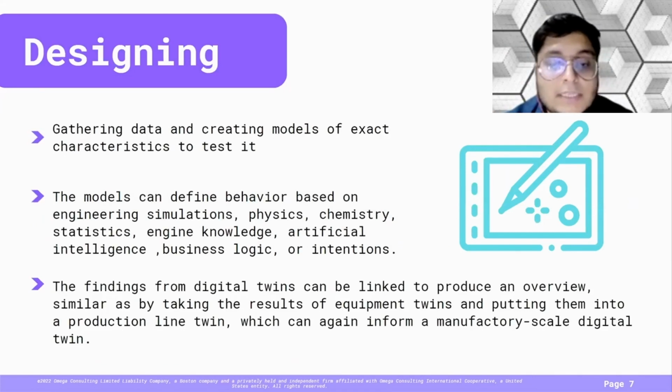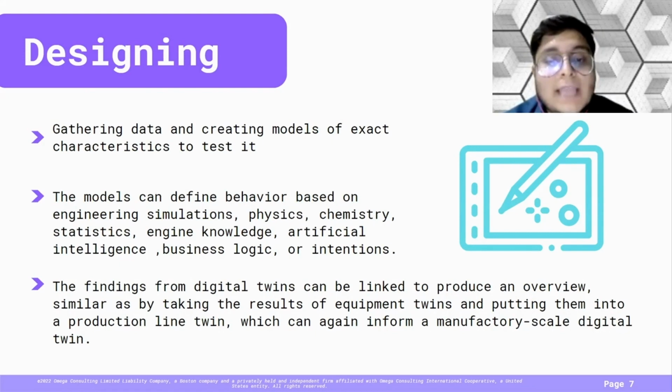Now, talking about the designing part. So a digital twin is made up by gathering data and creating models of exact characteristics to test it. A digital twin requires data about an objective or process to create a virtual miniature that can define the behaviors or states of the real-world item or procedure. This data may relate to product's life cycle and include design specifications, product processes, or engineering information. It can also include product information, including outfit, corridor, style, and quality controls.